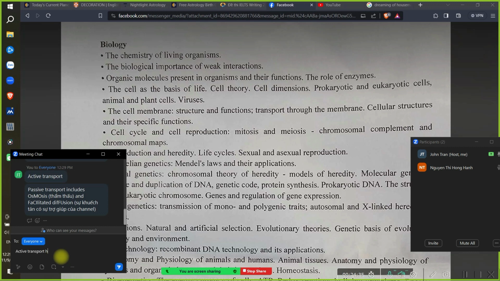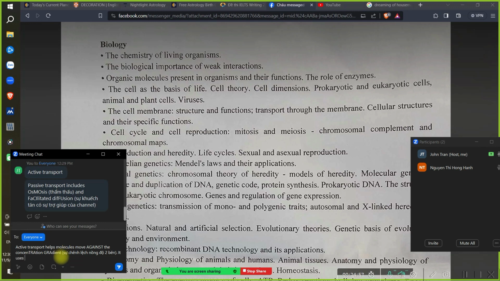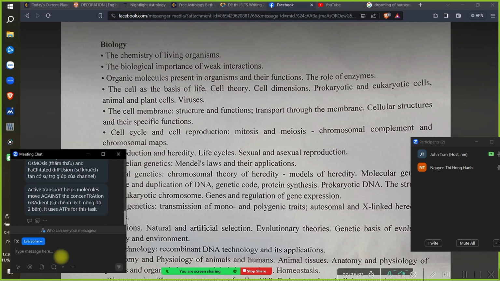Active transport helps molecules move against the concentration gradient. So it uses ATP for this task.